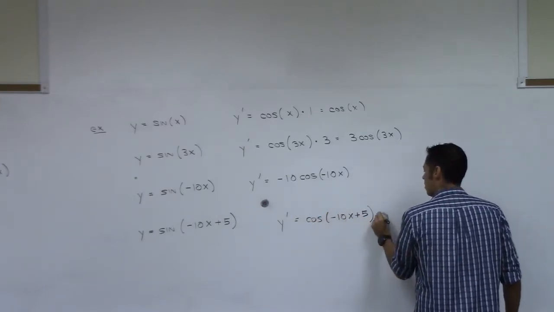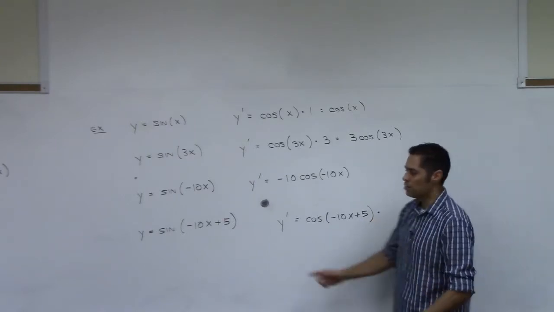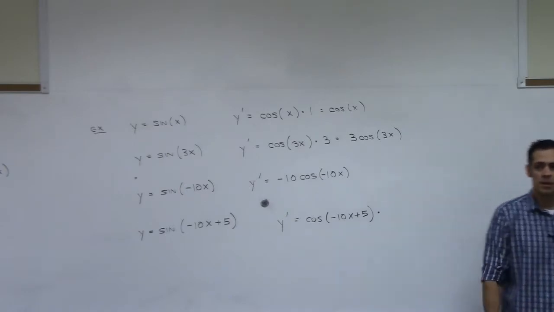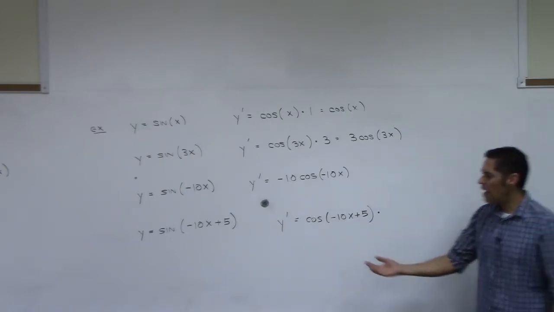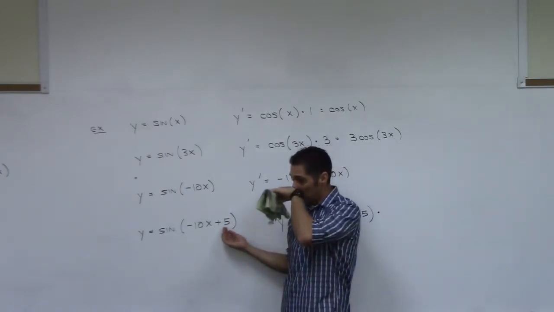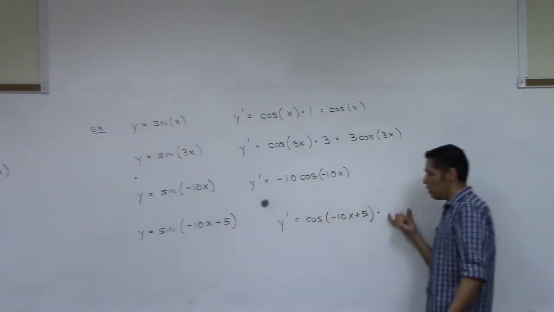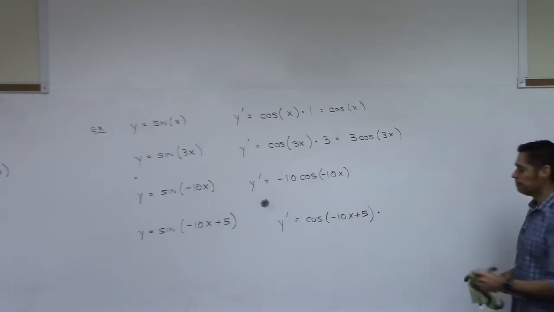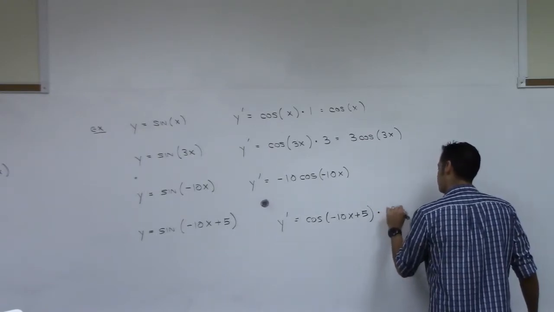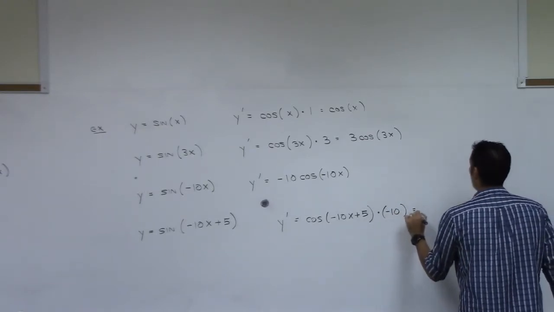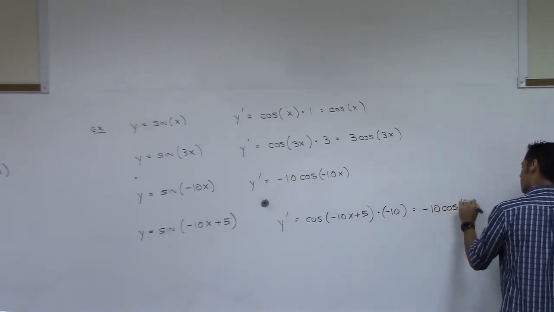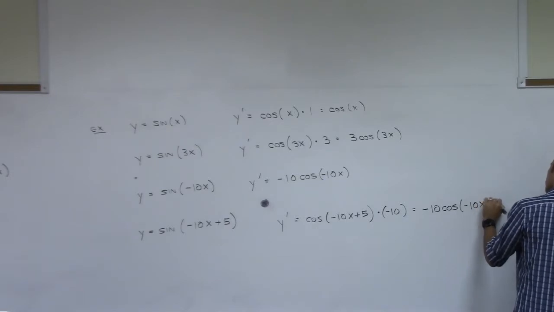But then we need to multiply, because of the chain rule, the derivative of what's in here. What's the derivative of what's in there? Just negative 10 again, right? Did that 5 really play any role in that chain rule part here? No. Just that negative 10 in front of the x mattered, right? So this is going to be negative 10. And I could write that as negative 10 cosine of negative 10x plus 5.